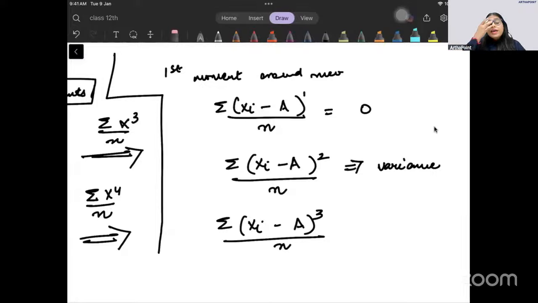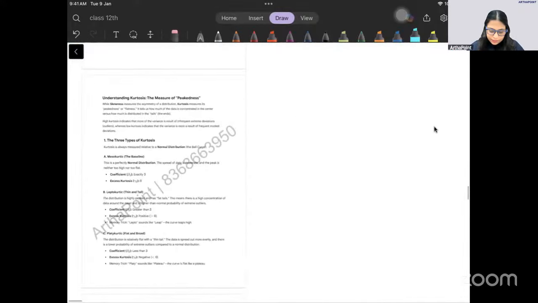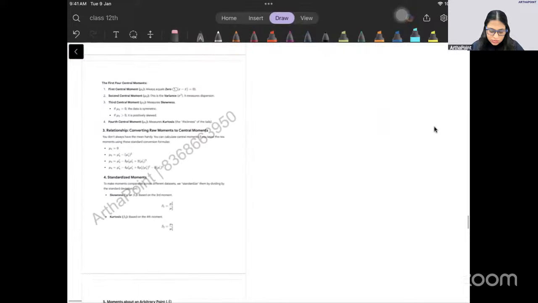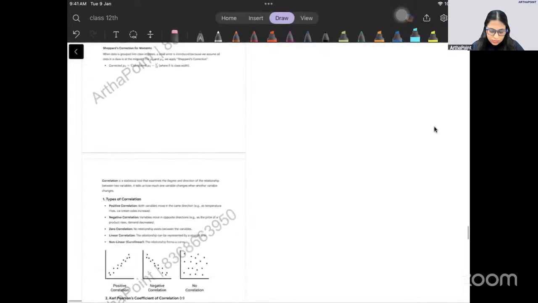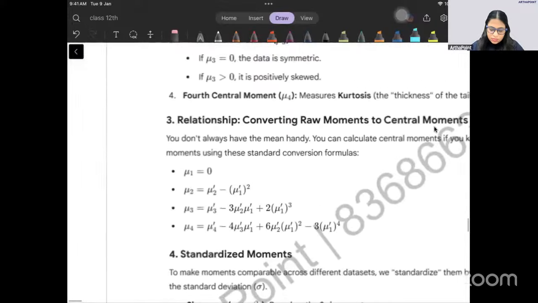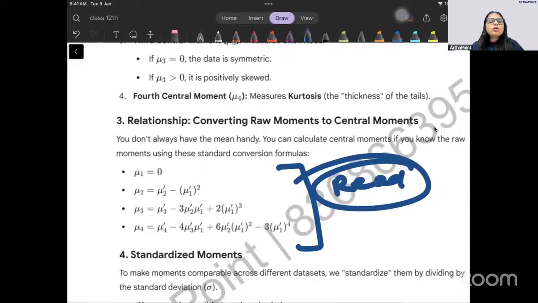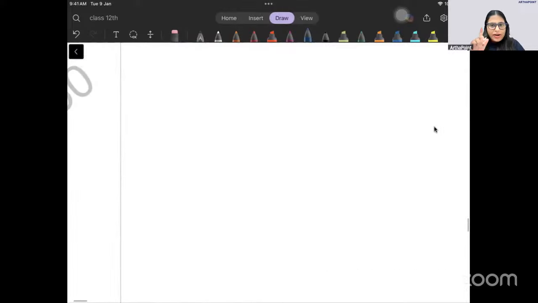Okay. There is a relationship that we have between the raw moment and central moment, and those relationships are very important, most of the competitive exams ask you that relationship, okay? So I have already noted those relationships here in your notes. Those relationships I have written here, I want all of you to remember them. How to convert raw moment and central moment, how can we do that? Those relationships are mentioned here. I'll give you one example.